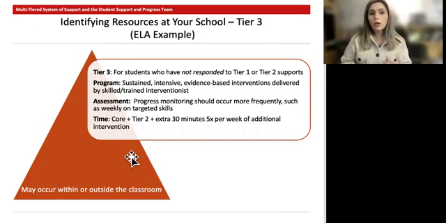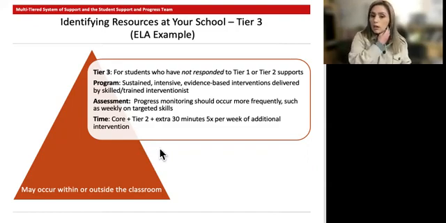So here we're providing the core instruction still, we're adding some more intervention based on their area of need, and the frequency of the intervention also increases. For example, it could be 30 minutes every day for tier 3 support. Depending on the students and their area of need, for every student the plan is going to be different, but they may also be pulled out of their classroom.